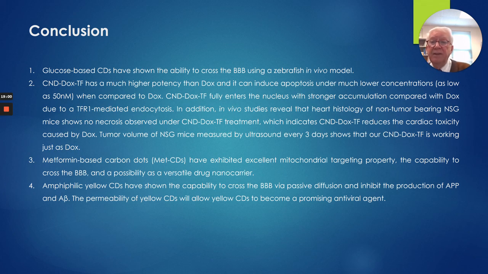And finally, the yellow carbon dot has the possibility to cross the BBB. And we know that there is passive diffusion, and it inhibits the production of APP and also A-beta. This is important because, knowing that yellow carbon dots can cross the BBB, we can eventually use them as a nanocarrier against Alzheimer's disease using the amyloid hypothesis. So what is important for the yellow is that this is promising also as an antiviral agent.